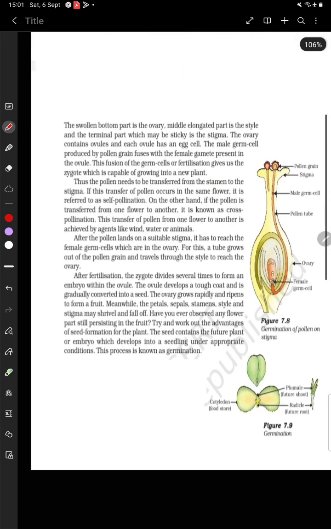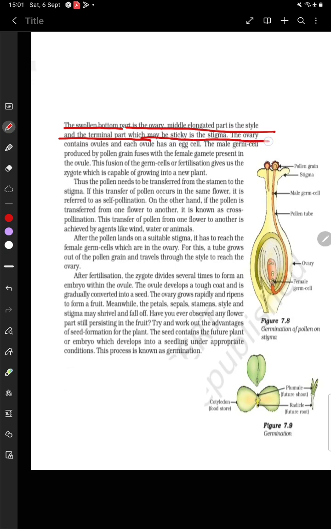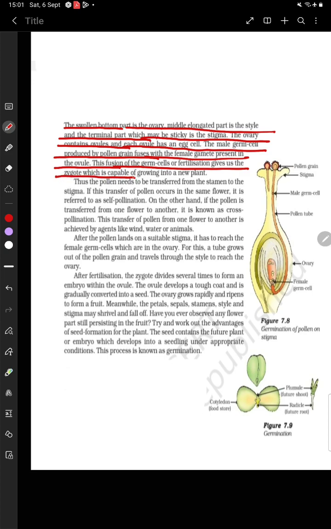What are these three parts, student? The swollen bottom part is the ovary, the middle elongated part is the style, and the terminal part, which may be sticky, is the stigma. The ovary contains ovules and each ovule has an egg cell. The male germ cell produced by the pollen grain fuses with the female gamete present in the ovule. This fusion of the germ cells, or fertilization, gives us the zygote, which is capable of growing into a new plant.